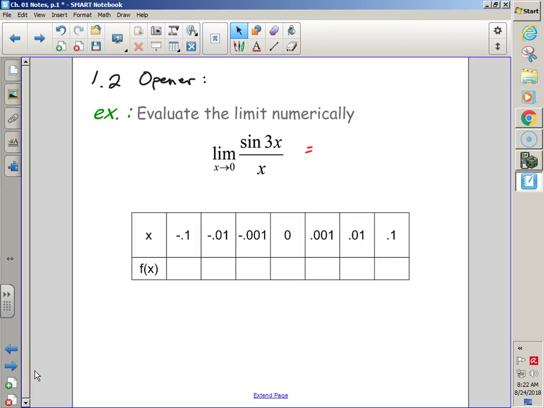Section 1.2, opener. You guys are supposed to plug this in your table. And what happened when you plugged in negative 0.1? Because that should have been about what you plugged in from below to start. 952? How about negative 0.01? 56? How about negative 0.001? Ooh. Did you go up to the 3 and see what the other decimals were because it just rounded it? 2.999. Okay. How about 0.1? 0.01? 05? 5?